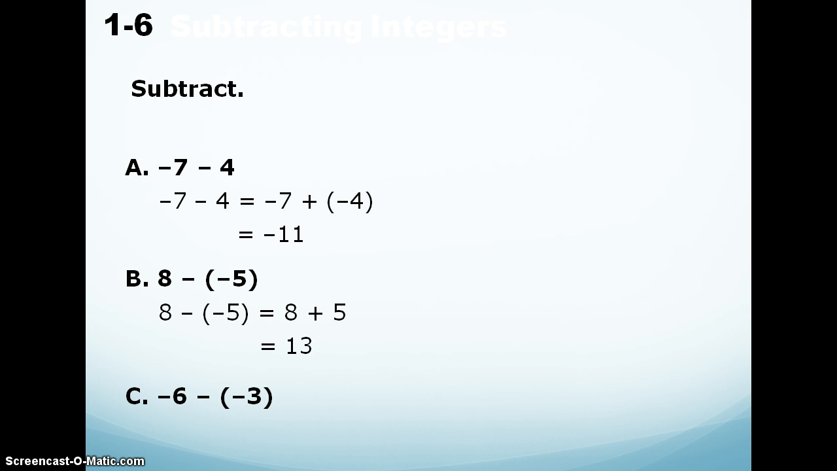Negative 6 minus a negative 3. So now we're at negative 6. Minus moves left, but negative would reverse it to the right. So it becomes negative 6 plus 3. And this is where we cancel out those 3 positives, and we're left with negative 3.